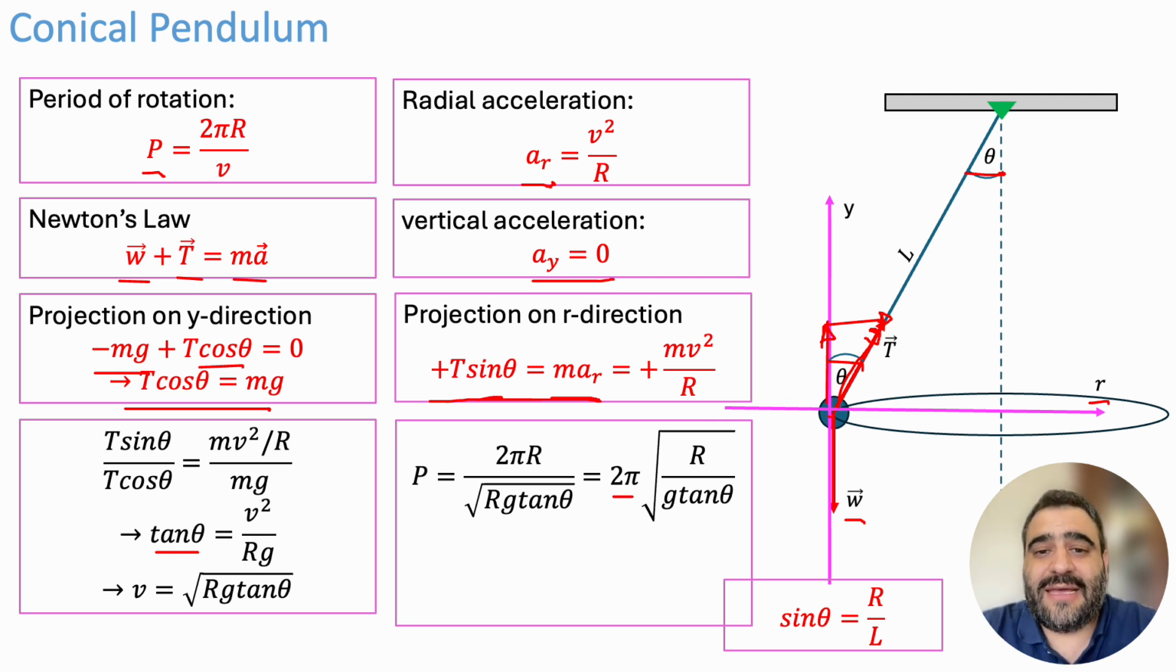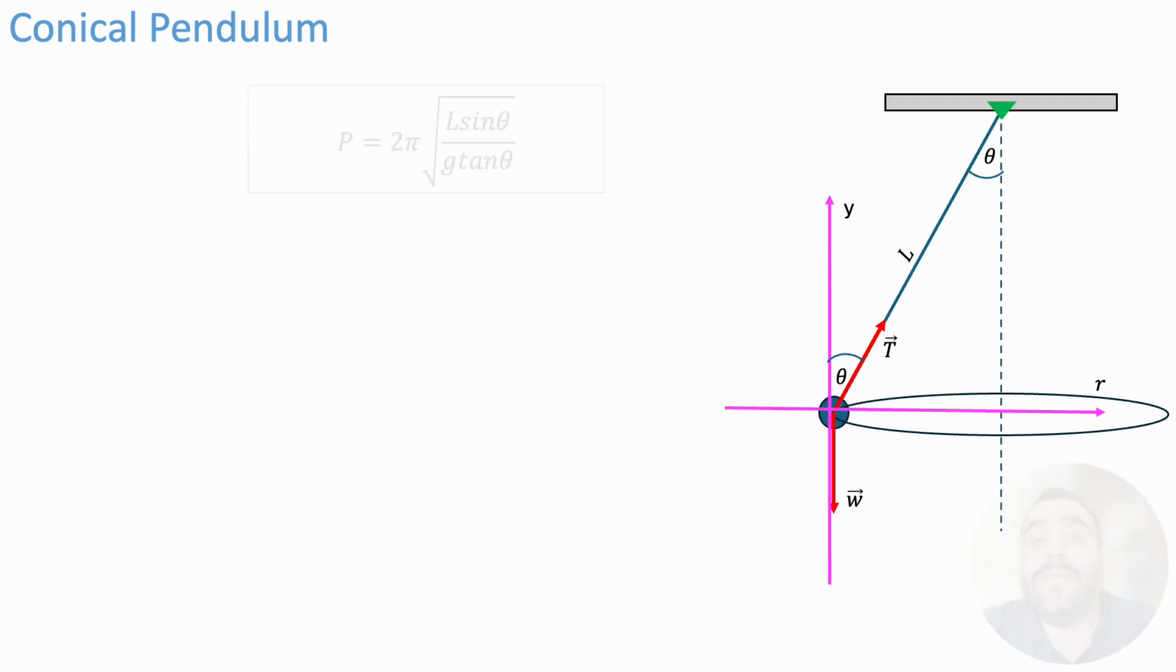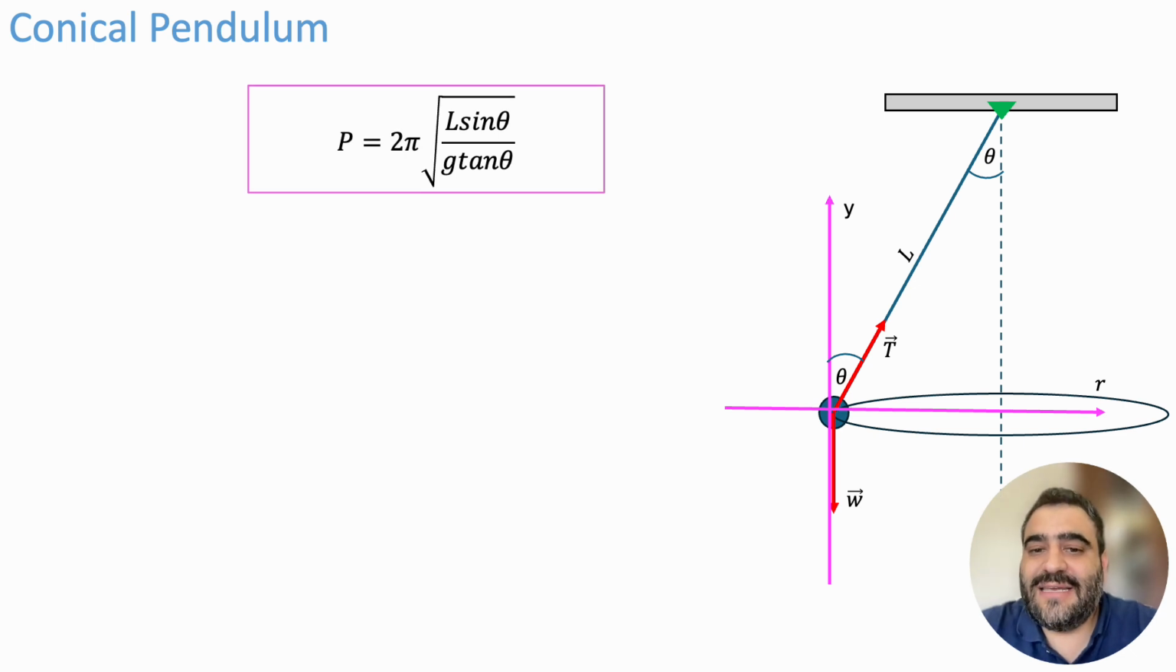Now, we got the period, but we still have the dependence on r. But we remember what we said earlier, that sine theta is equal to r over L, so we can replace the value of r from here, and we get that the period is equal to 2 pi times the square root of L sine theta over g tangent theta. So the period does not depend on the mass. It only depends on L and g, and sine theta and tangent theta.